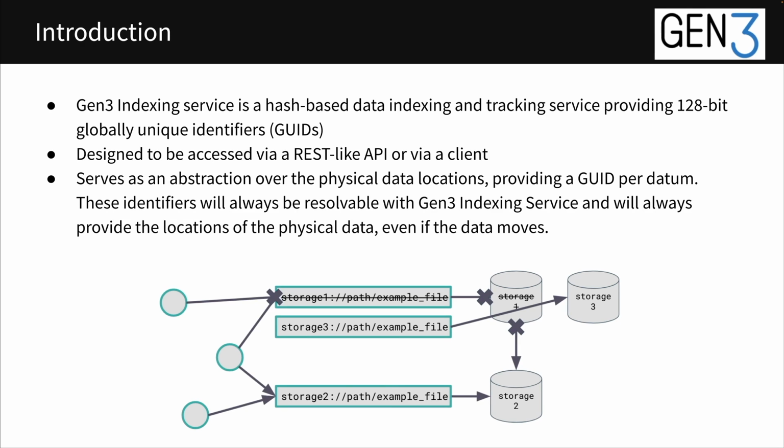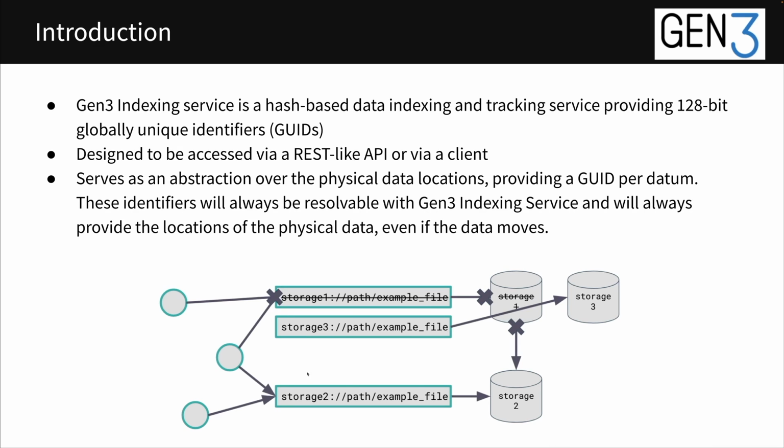A common problem is that physical data can move from one storage location to another, domain names change, or the data can exist in multiple locations at the same time. These changes lead to unreproducible research. The Gen 3 indexing service serves as an abstraction layer over the physical data locations by providing a globally unique identifier for the underlying data.